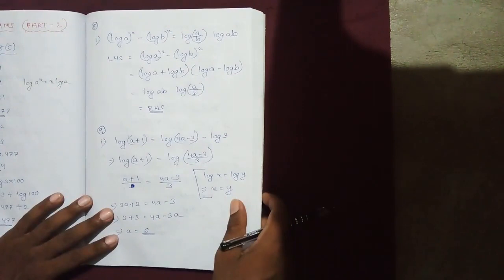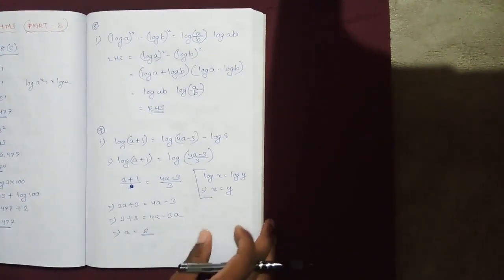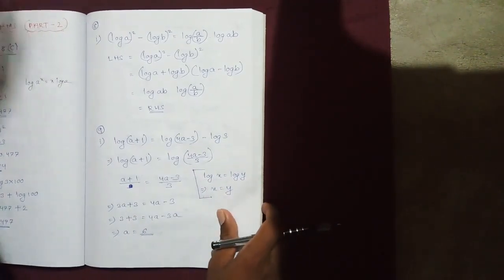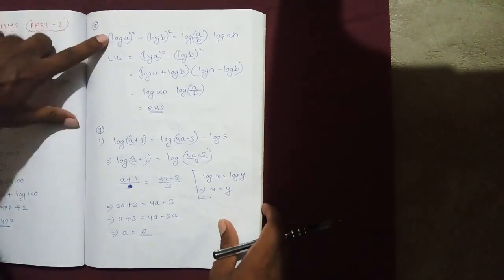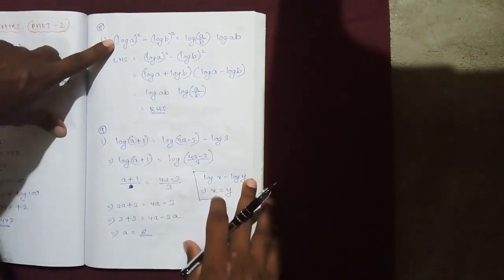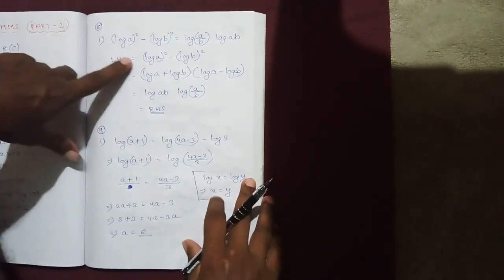Now move to question number 8, first bit. We have to prove that (log a) whole square minus (log b) whole square is equal to log a by b into log ab. Let us start from LHS.